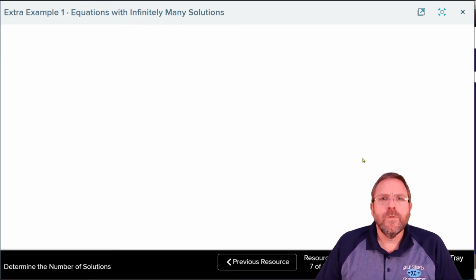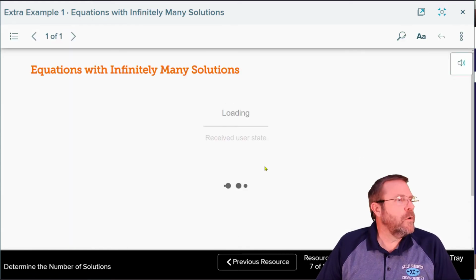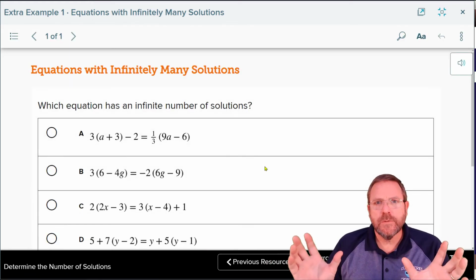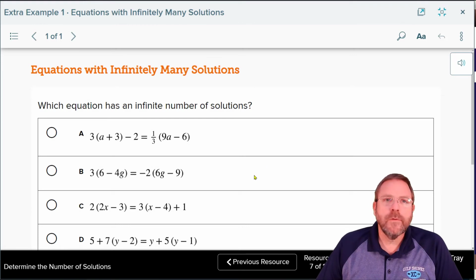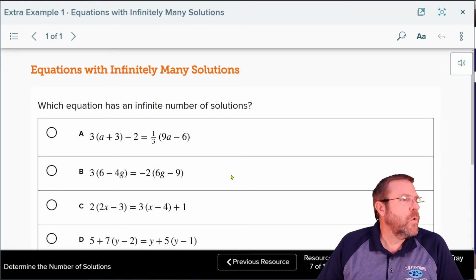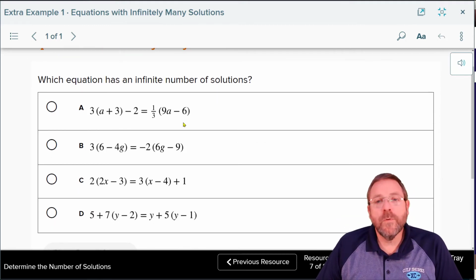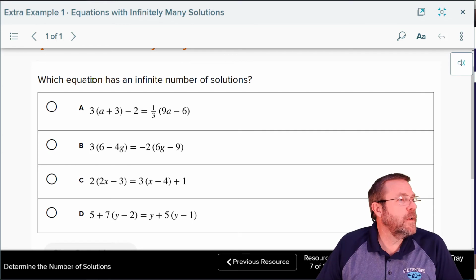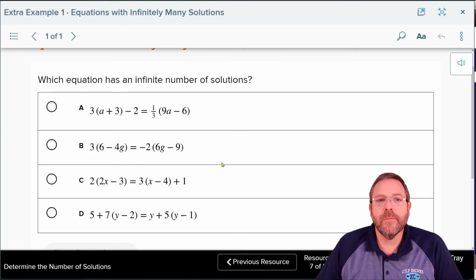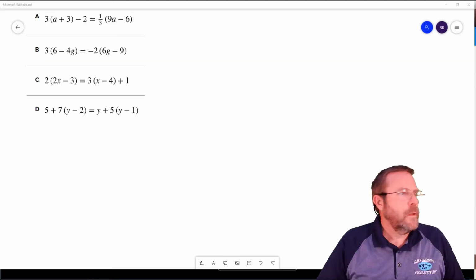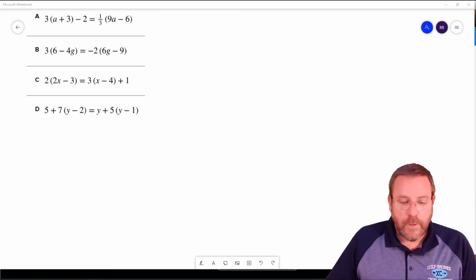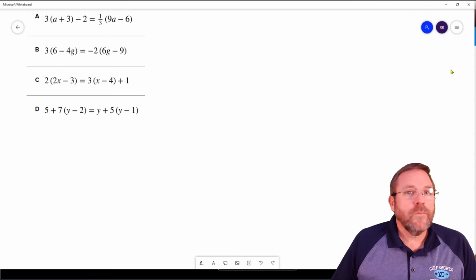Now it's time for you to work extra example 1 on your own. Isolate both sides of the variable. Come down to a final answer and determine how many solutions. Oh, wait, no, this one has a different thing. It gives you multiple equations to test, so you have to find out which of all these equations are going to have an infinite number of solutions. Good luck with that. Now this one requires a lot of work because you've got 4 different problems you've got to check.